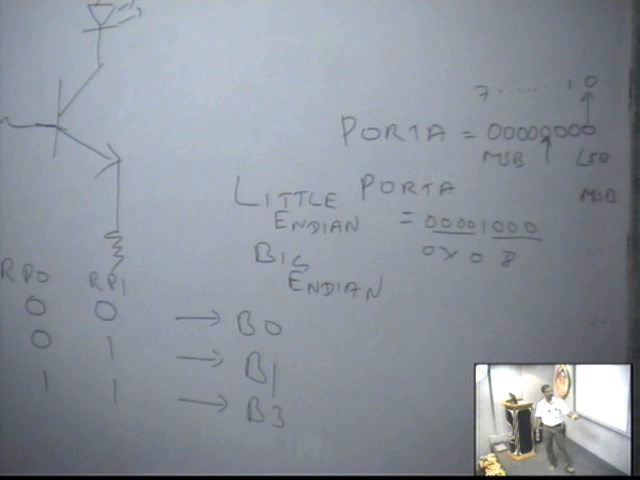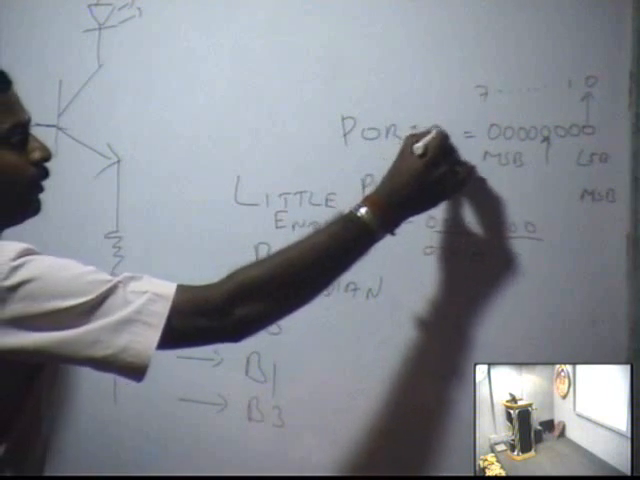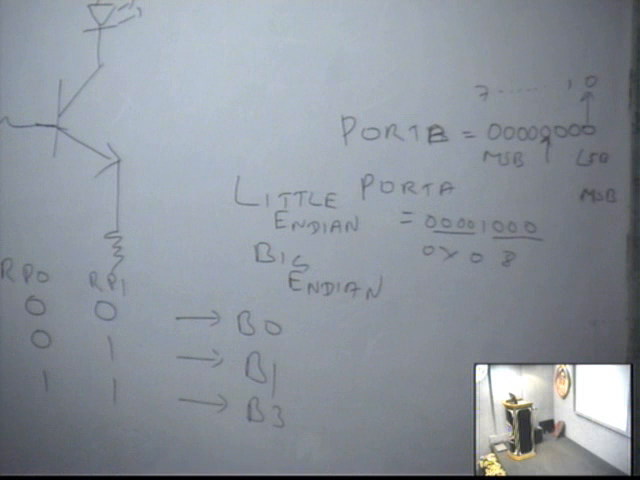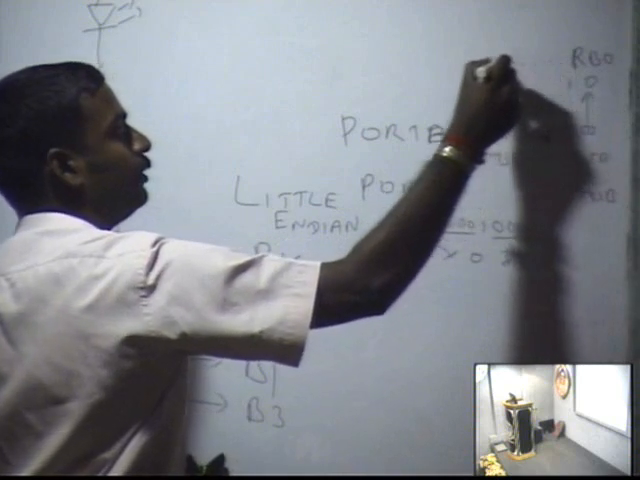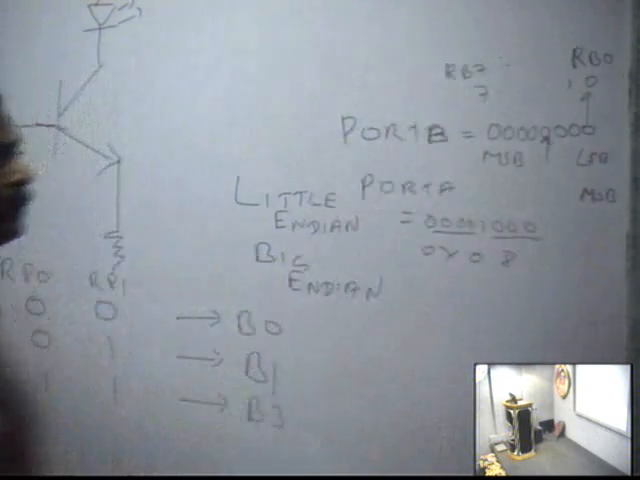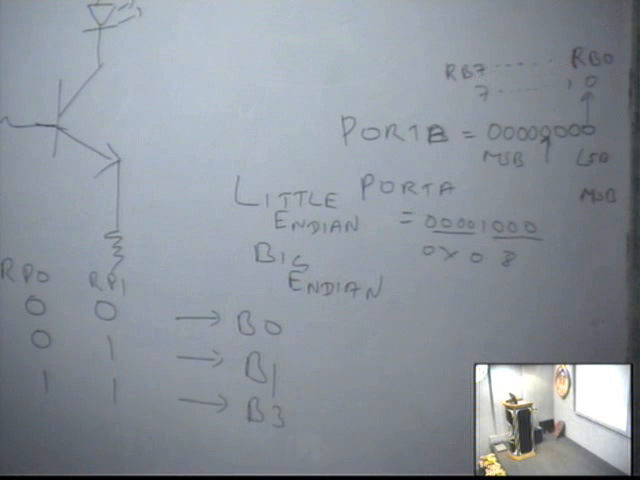That is, for switching on the LED, we need to switch on one bit alone, because each bit corresponds to one pin in the controller. Let it be port B. Port B, I told you, has 8 pins. Each of the pins corresponds to a separate bit, and they are referred to as RB0 to RB7. That is, port B's 0th bit is referred to as RB0, and port B's 7th bit is referred to as RB7.